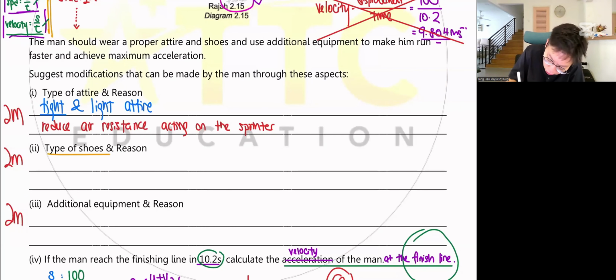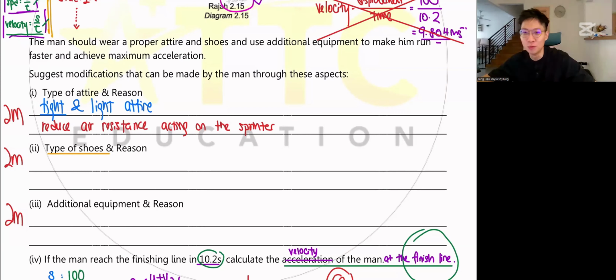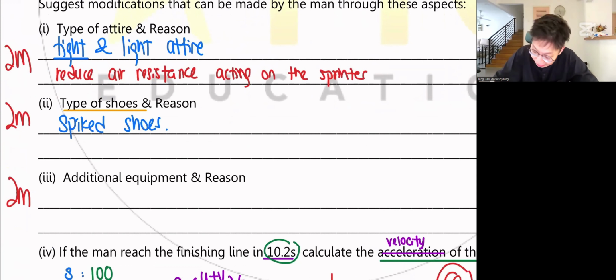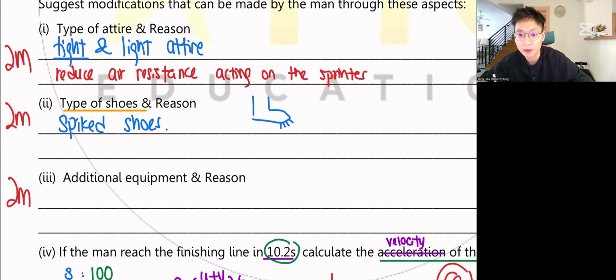What type of shoes should he wear? If you were to go for a race, what shoe do you wear? Many people in the exam write sports shoe. You cannot write sports shoe. They wear a very specific shoe, known as spike shoes. Literally, the front part of the shoe has needles poking out. If I take this shoe and whack you, you will die. So you have to be very careful with this thing.